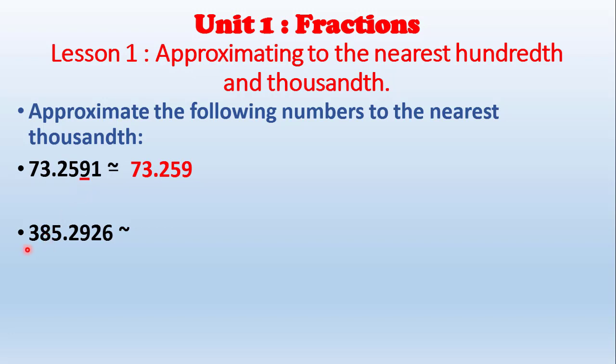The second one, 385.2926. Where is the thousandth? Tenth, hundredth, thousandth. So 2 is the underlined digit here, thousandths. Look at the right, we have 6. 6 is greater than 5, so yes, excellent. Add 1 to 2 to become 3. So this number is approximately equal to 385.293.